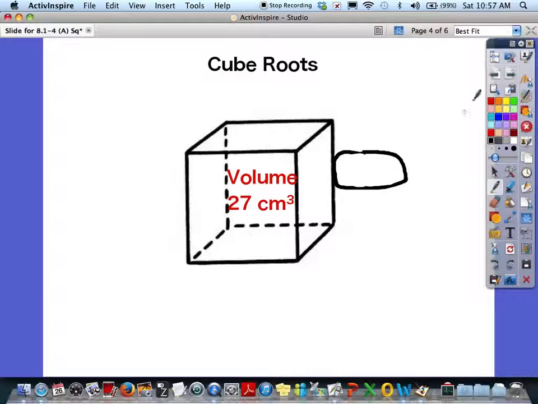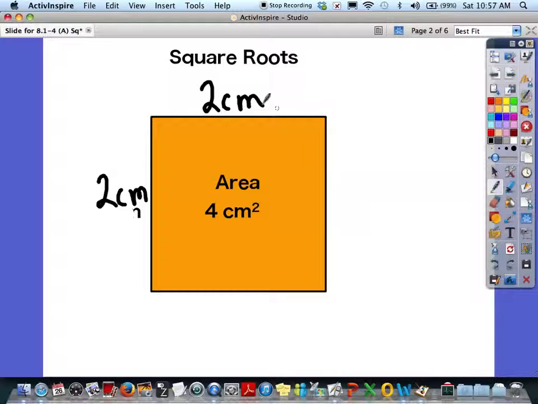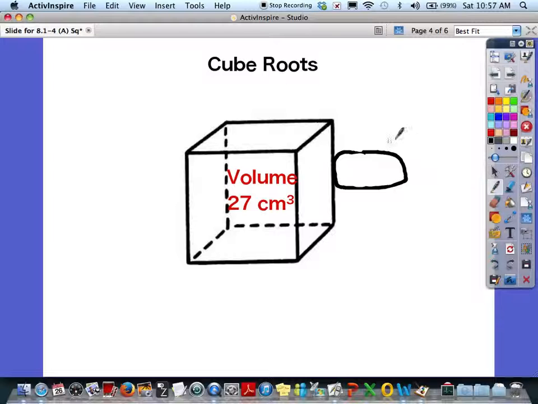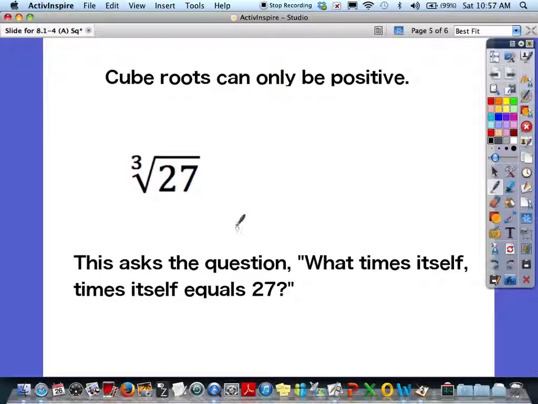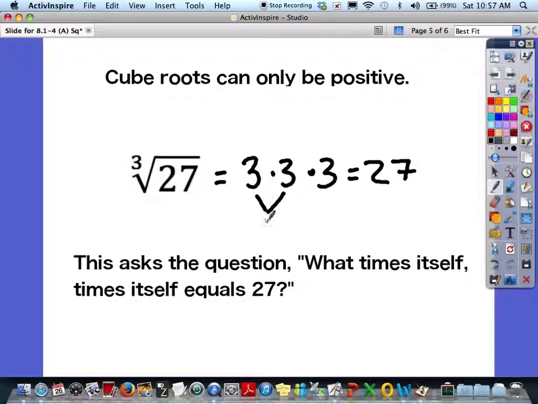But now we're working in 3 dimensions. Back here with the square is just 2 dimensions, a length and a width. But here we have length, width, and height, 3 dimensions. So we're going to ask ourselves, what times itself equals 27? Well, I already gave away the answer, but 3 times 3 times 3 is 27. These two here equal 9, and then 9 times this 3 here gets us that 27. Okay? So it's the opposite. It's just working backwards.